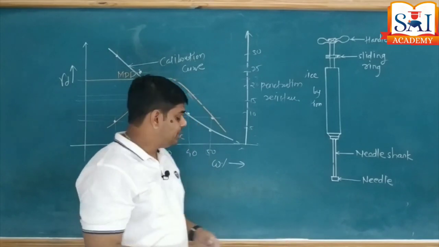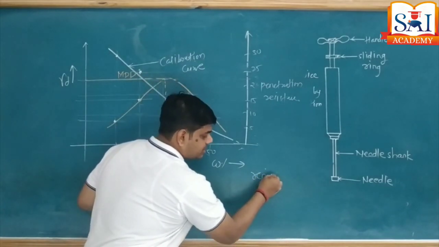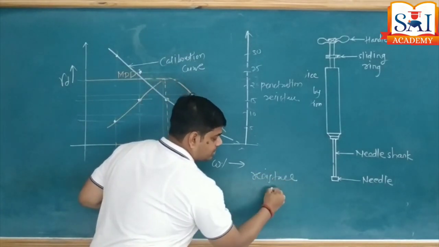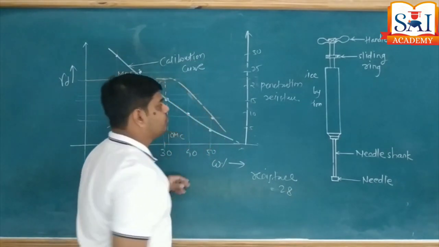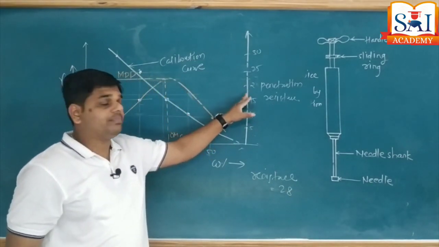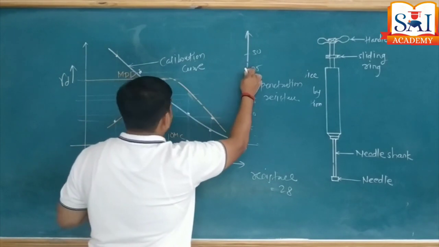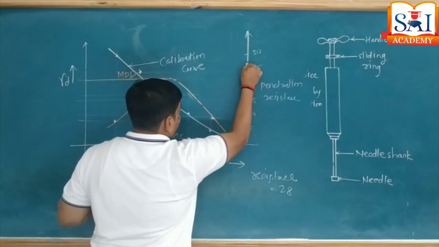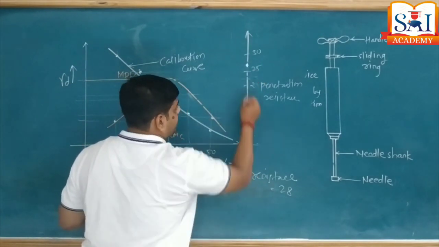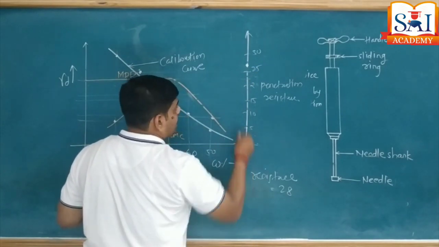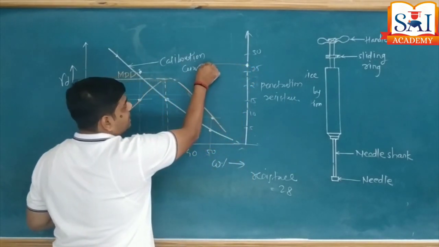Suppose, for example, that resistance value is say 28. So we have a graph over here. From that graph, take the value 28. Suppose the value is 28 over here. From this position of 28, I am going to extend the line up to the calibration curve.